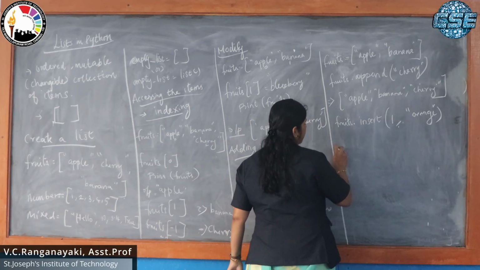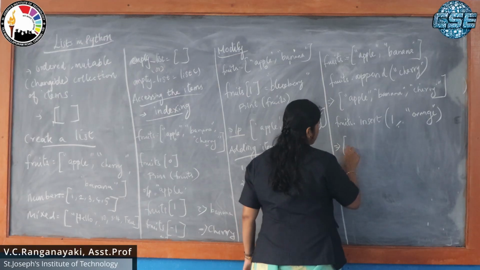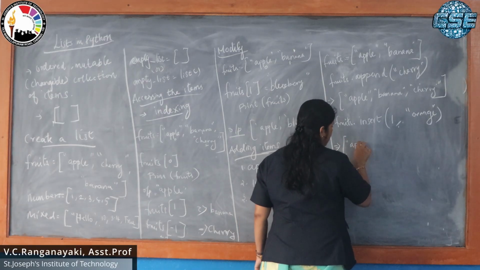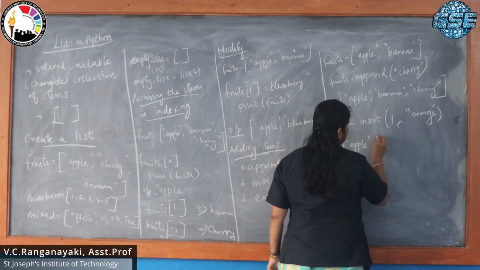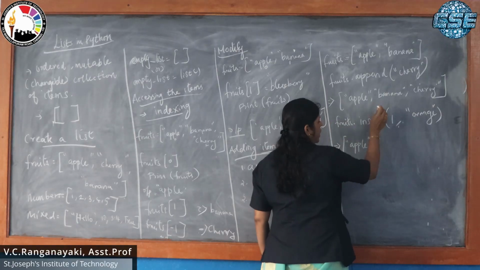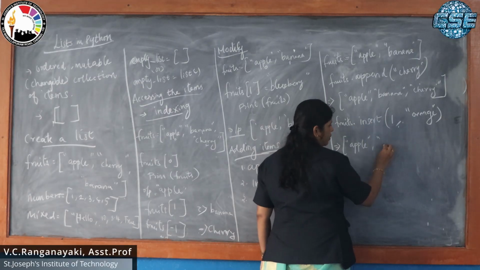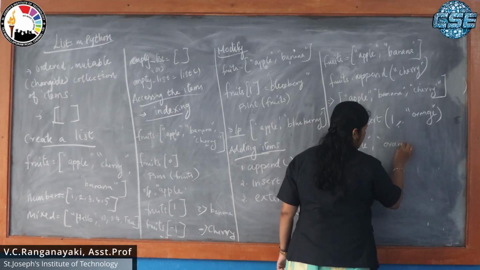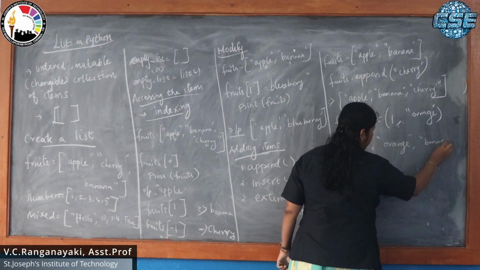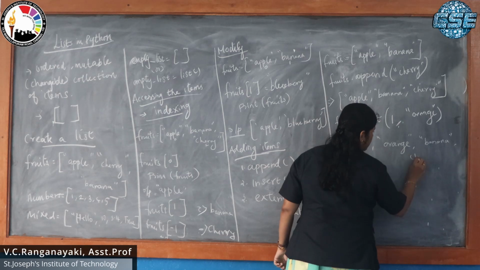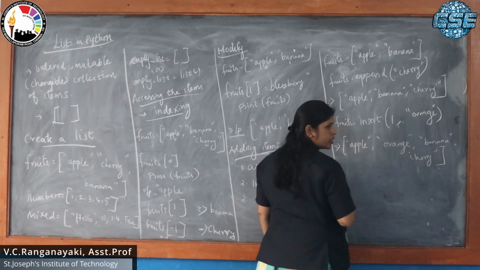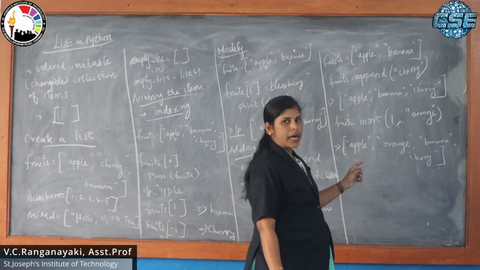So now the list changed to apple, first 0, 1, right, this is first place. So now it is orange, comma, same, banana, that is banana shifted to second place, cherry. The index has changed now. This is how we are inserting an item.